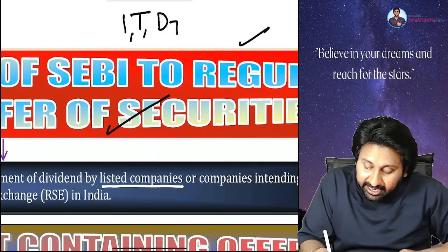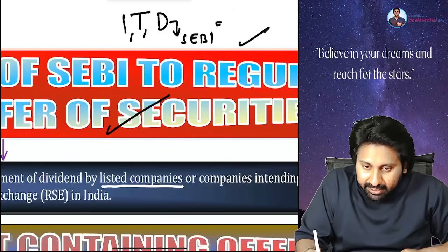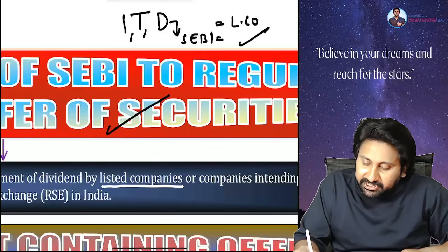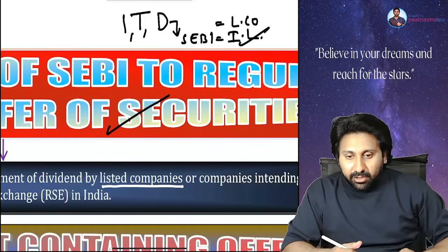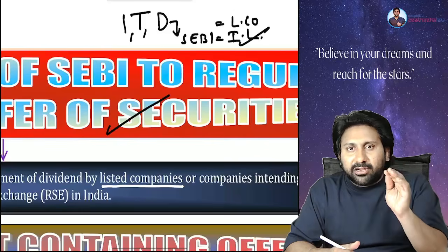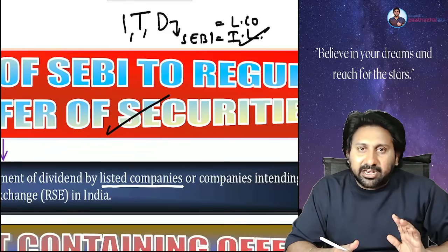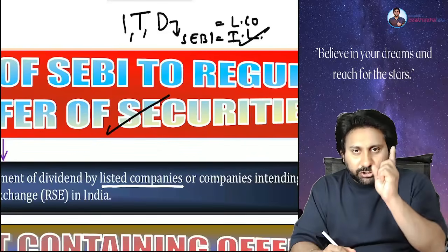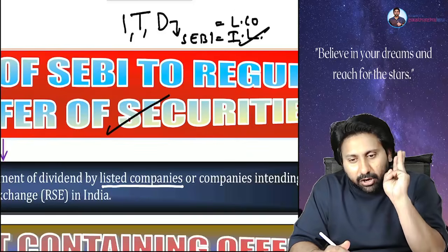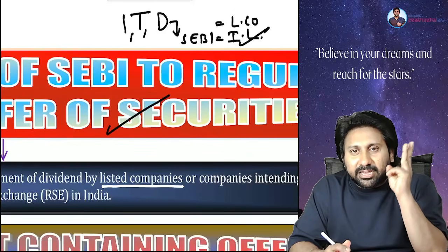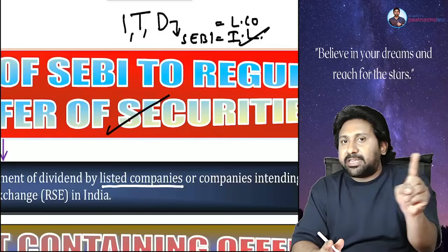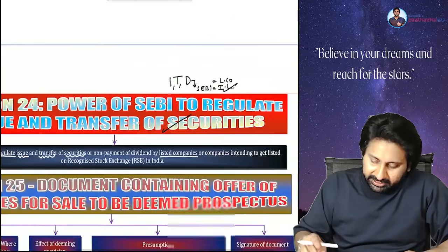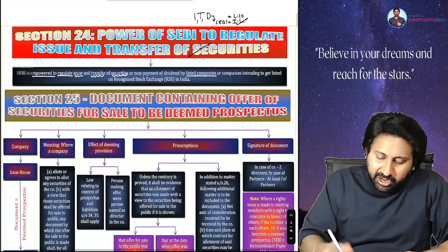These three things are dealt by SEBI. In case of which company? Listed company or companies which are intended to get listed. What do you mean intended to get listed? Not a listed company, but applied to SEBI for getting listed. So in that pending period, for both kinds of company, issue of security, transfer of security, non-payment of dividend, these three matters are dealt by SEBI only, not by MCA, not by Companies Act. Everyone understood the concept clearly? That is what is said in section number 24.